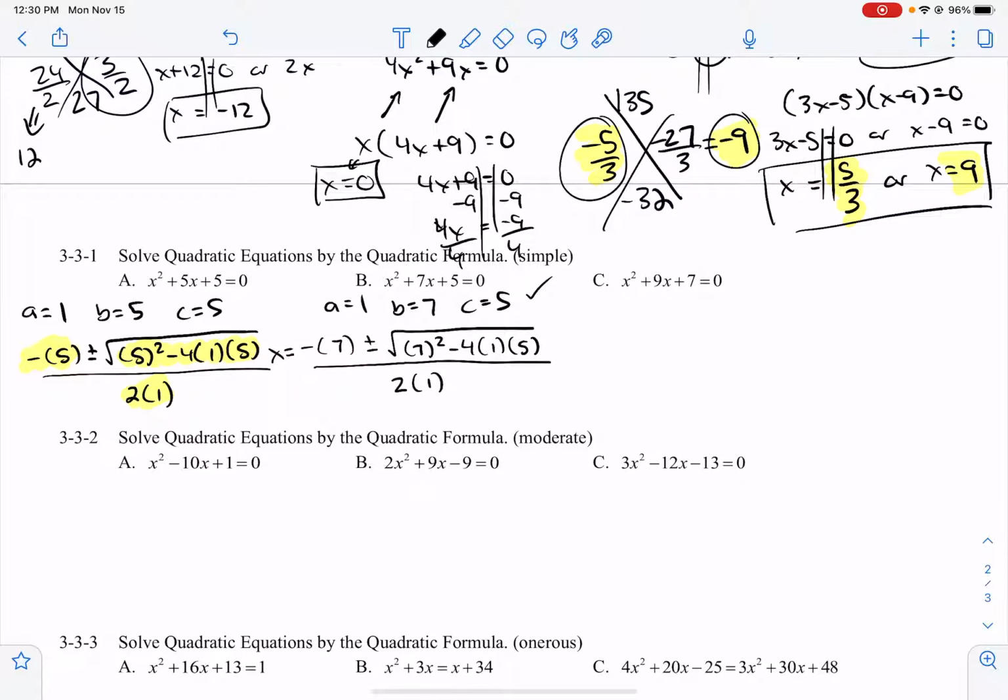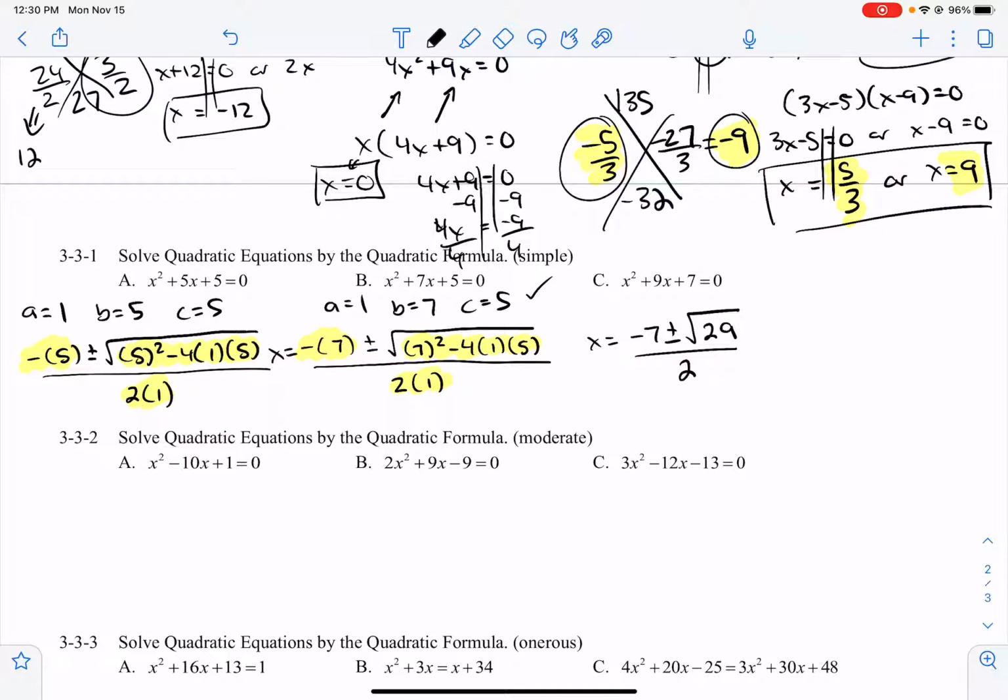I should probably put X equals at the front, since I'm the math teacher and I'm supposed to follow the rules. Then I'm looking for what simplifies. This piece, and this piece. I want to clean those up. So X equals negative 7 plus or minus the square root. That's going to be 49 minus 20. So that's going to be 29, all divided by 2.